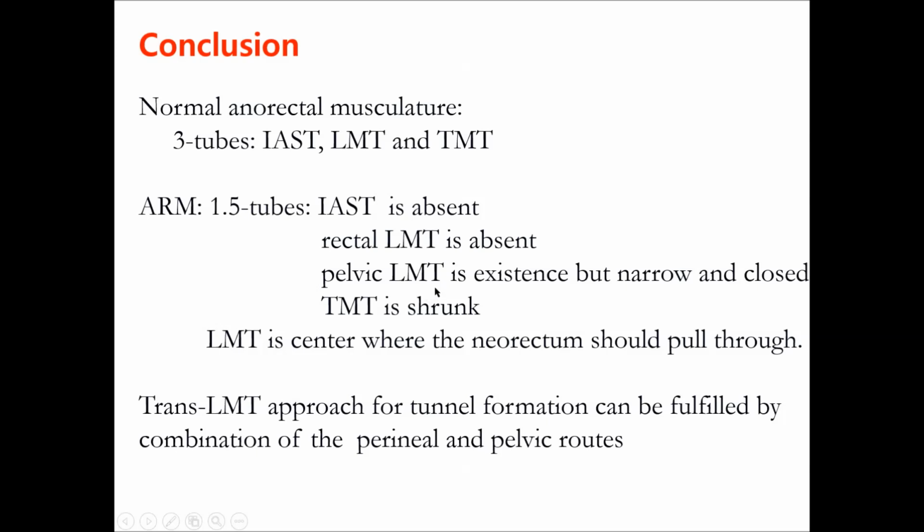The pelvic longitudinal tube exists but is narrow and displaced anteriorly. The transverse muscle tube is shrunken. The longitudinal tube in ARM is the center of the sphincter muscle complex, where the new rectum should be pulled through from this longitudinal muscle tube. The trans-longitudinal muscle tube approach for tunnel formation can be fulfilled by the combination of the perineal and the pelvic route.